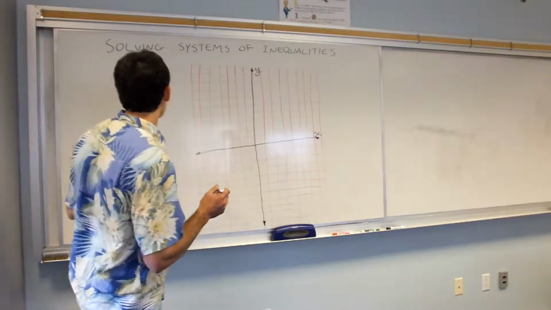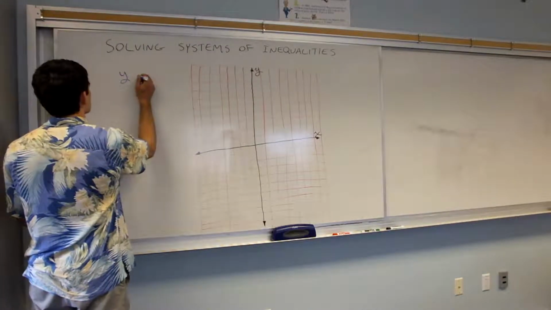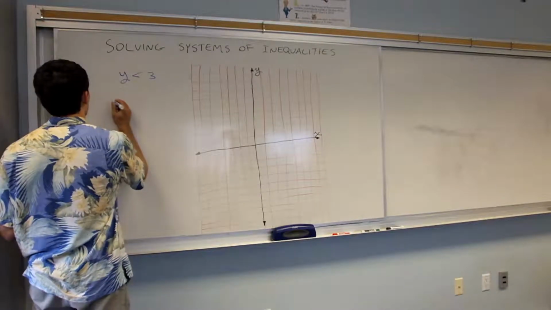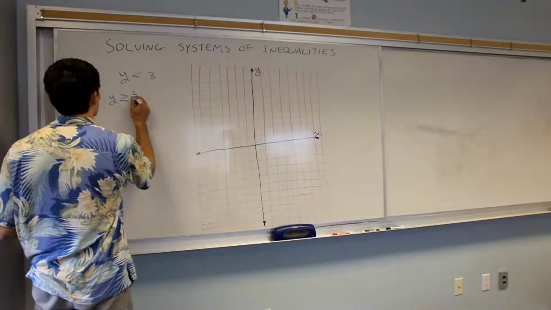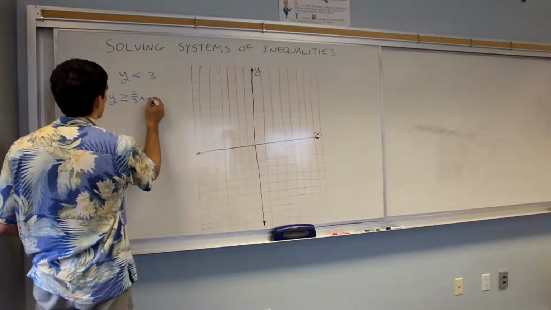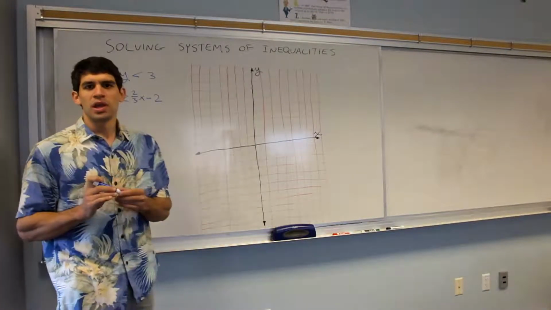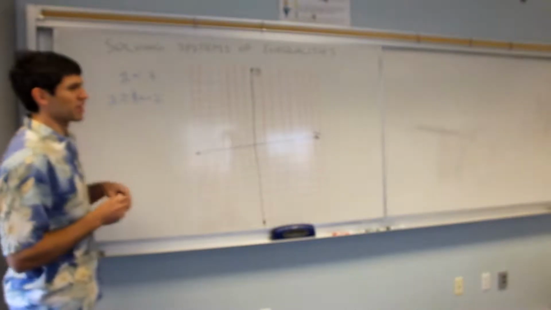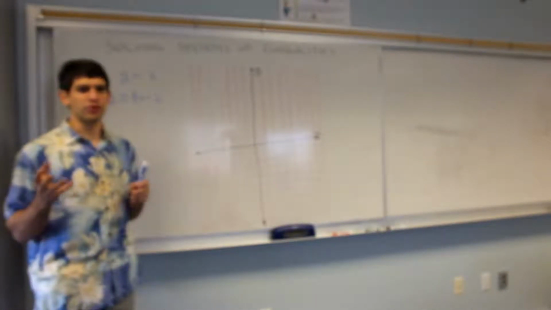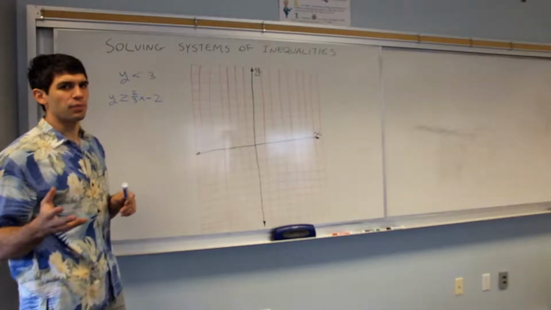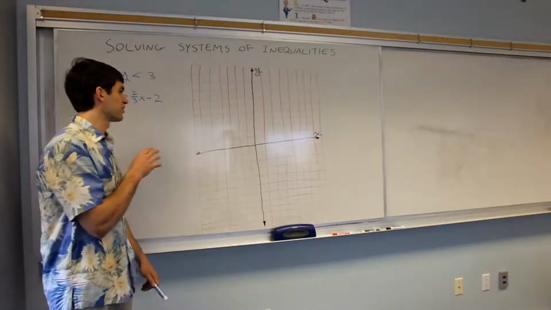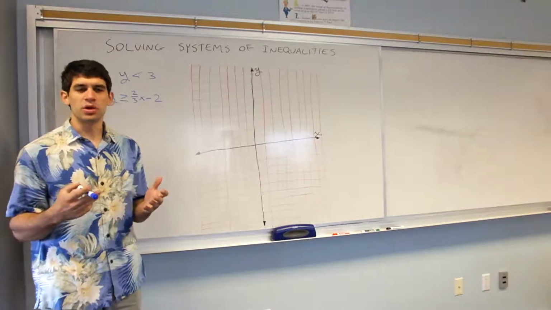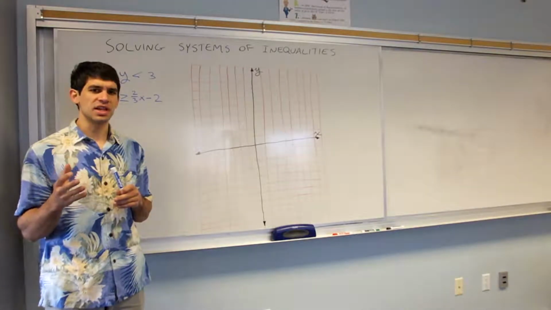So let's see, suppose we have y is less than 3, and say y is greater than or equal to 2/3 x minus 2. If we suppose these were just equations, if we wanted to solve a system of equations graphically, we would graph each of these equations and find the point where they cross. So we were kind of applying what we knew about graphing equations and just graphing two of them. With inequalities, we're going to use the same process.